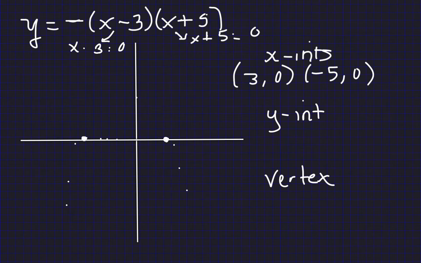So again, we found those x-intercepts by letting y be 0. We find the y-intercept by going back to that original equation and letting x be 0. I need to take that negative into account. So it's negative 0 minus 3 times 0 plus 5.